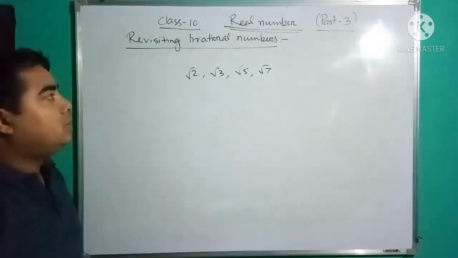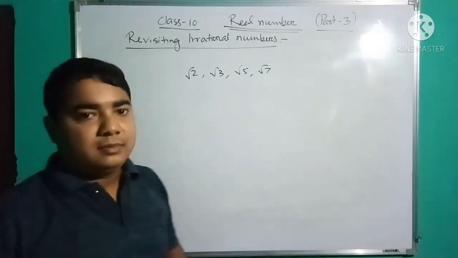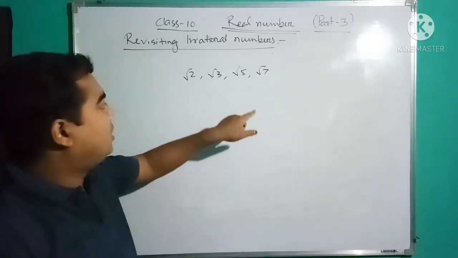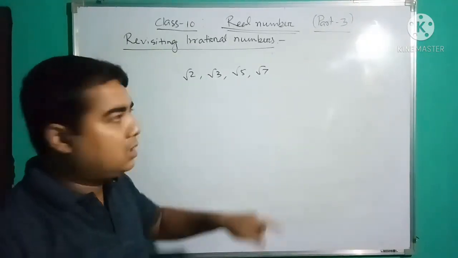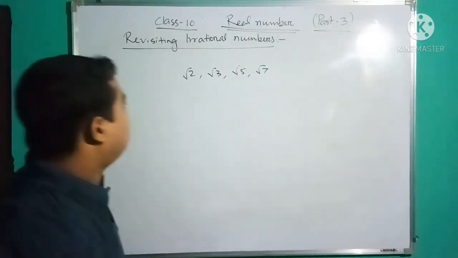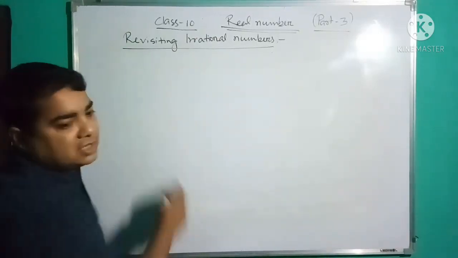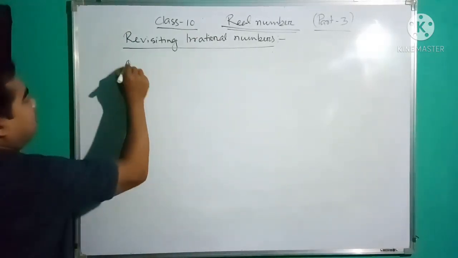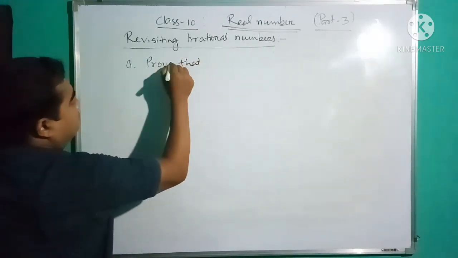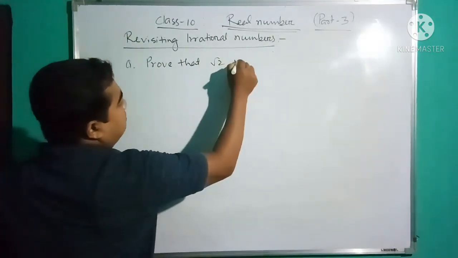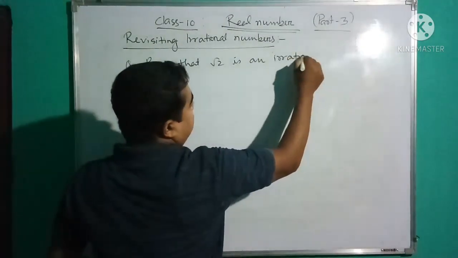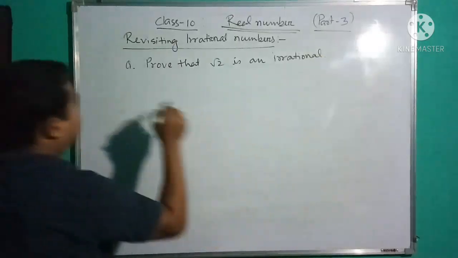Okay. Now, the question is: prove that root 2 is an irrational number, or root 3 is an irrational number, root 5 is an irrational number, root 7 is an irrational number. At first, prove that root 2 is an irrational number. The question is: prove that root 2 is irrational. Proof.